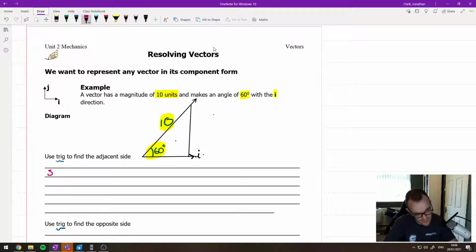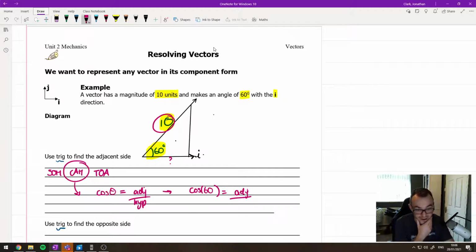So if I think about SOHCAHTOA, the information I have is I know the hypotenuse, and for the adjacent, well, that's A, isn't it? So I have A and H. I'll use cos to do that. So the formula for cos is cos theta is the adjacent over the hypotenuse. I know the angle is 60. I know the adjacent. Oh, sorry, I don't know the adjacent. That's unknown at the moment. And the hypotenuse is 10.